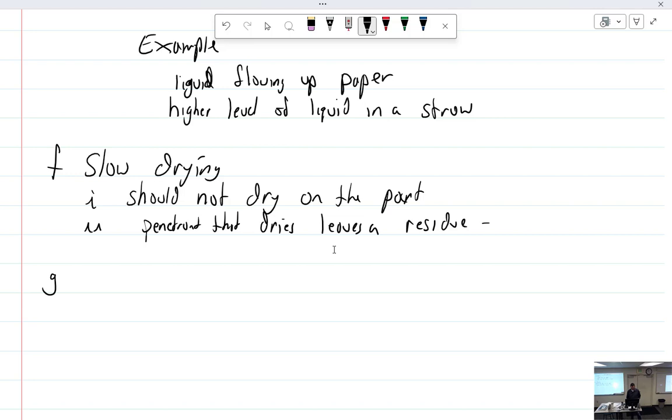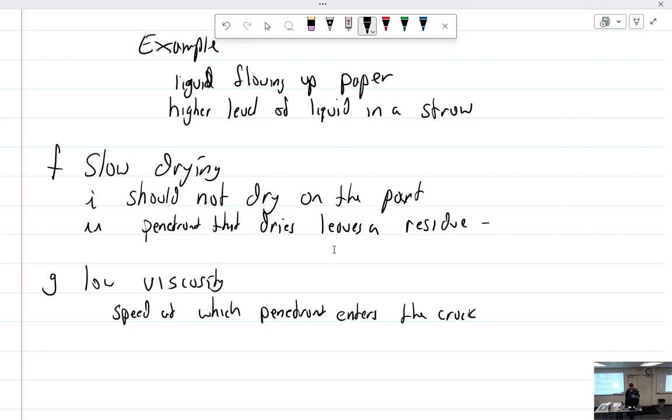And it must have low viscosity. The viscosity of a fluid is a measure of its resistance to gradual deformation by shear stress or tensile stress. For liquids, it corresponds to the informal concept of thickness. For example, honey has a much higher relative viscosity than water. Viscosity relates to the speed at which penetrant enters a crack or discontinuity, if you like.